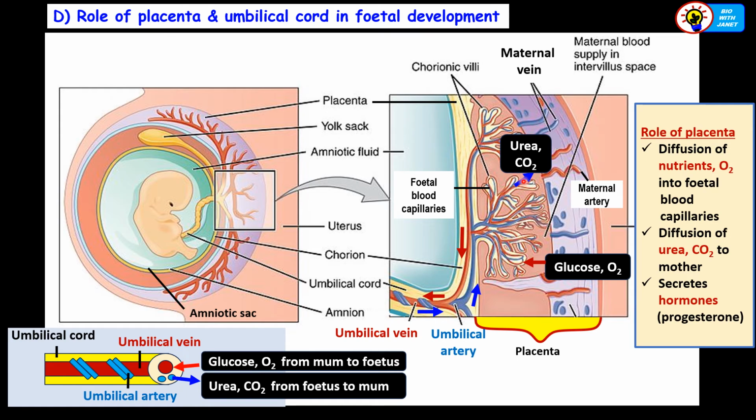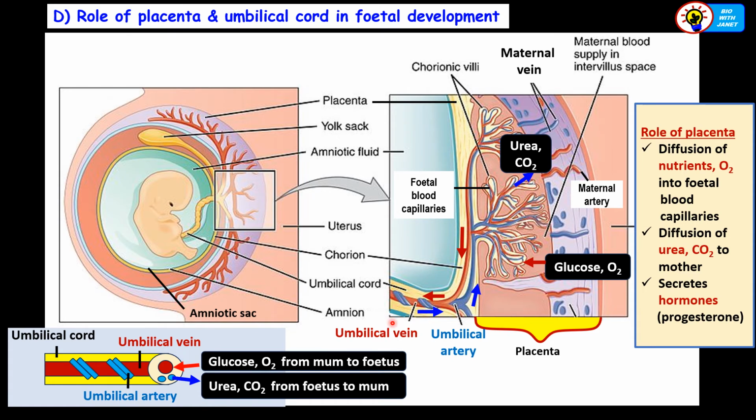Then these waste products will diffuse out from the fetal blood capillaries into the mother's blood here, and then be transported out via the maternal veins to the mother's excretory organs. So the urea from the fetus will be excreted in the mother's urine, from the kidneys. And the carbon dioxide is excreted via respiration, via breathing, out from the mother's lungs. So the fetus sends all these excretory products to the mother to be excreted by the mother.